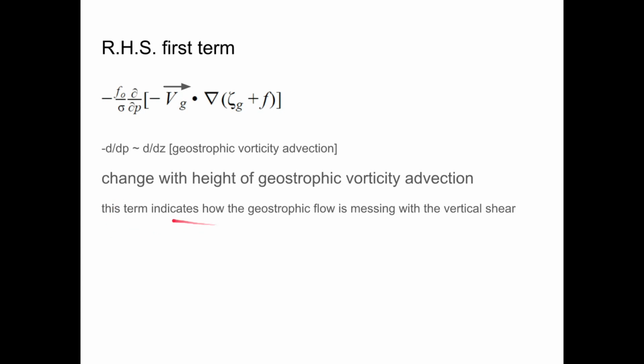And if you think about this, since the vorticity is really related to the wind, this is telling us how the geostrophic flow is messing with the vertical wind shear and that part of the thermal wind balance. If the geostrophic vorticity advection is increasing with height, getting more positive with height, then this ends up being a positive number, and we call that positive forcing.